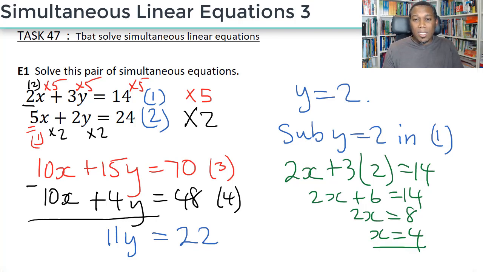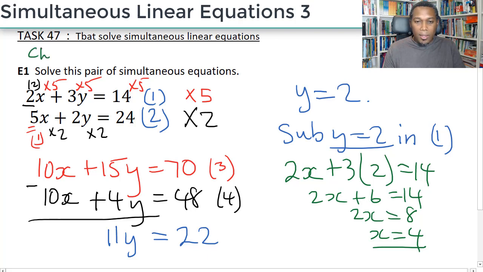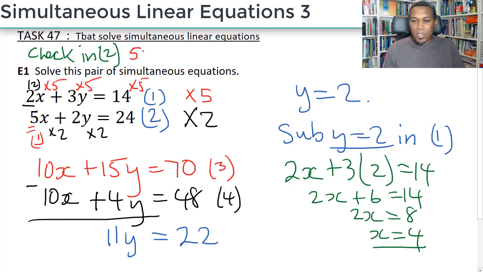So that's my second solution there, and I'm going to substitute those two values. I'm going to do my check in equation 2. So I'm just going to write it down, check. Put it at the top here in 2, and in equation 2 where I have 5x, it is going to be 5 times 4, which is 20, plus 2y. It works. 2 times 2 plus 20 equals 24. So yeah, we are fine.